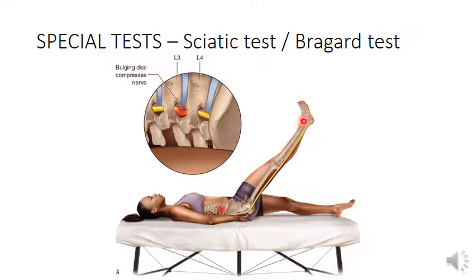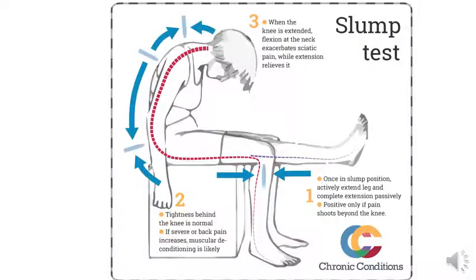We will ask the person to lift the leg up, and the examiner holds the patient's foot and does a gentle plantar flexion. So with a gentle plantar flexion, you can see that the stretch of the sciatic nerve may be exaggerated and the pain may be more. So even a mild case of intervertebral disc prolapse can be detected by this Bragard test.